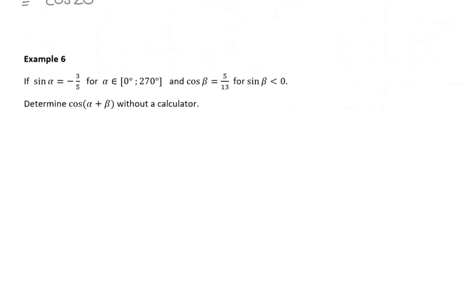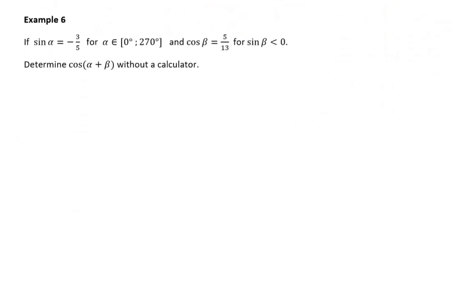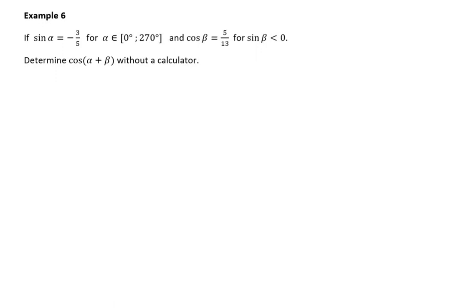Okay, our last example is example 6. And example 6 is what I call a Pythagoras type question, because it'll say without a calculator, and we would have done these in grade 10 and 11. So it says if sine alpha equals negative 3 over 5. So immediately they've told you something about alpha.